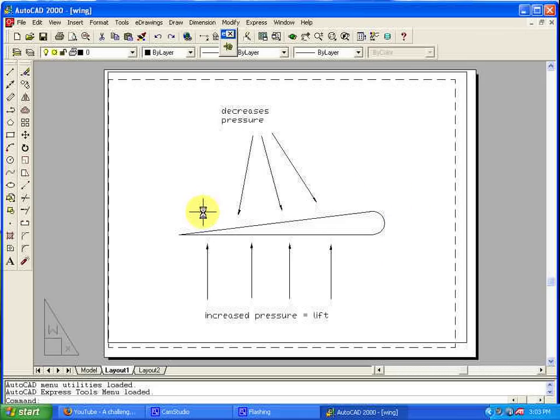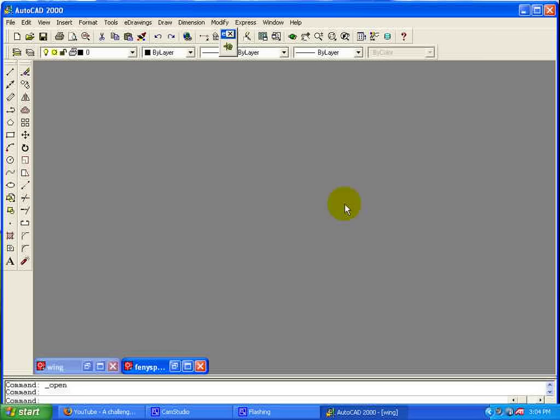of the wing will have a greater distance to go, therefore it'll move faster, decreasing the pressure. Air moving across the bottom will have a shorter distance to go, increasing the pressure, providing lift. I think the same principle is going to apply when we take a look at our sprinkler problem.